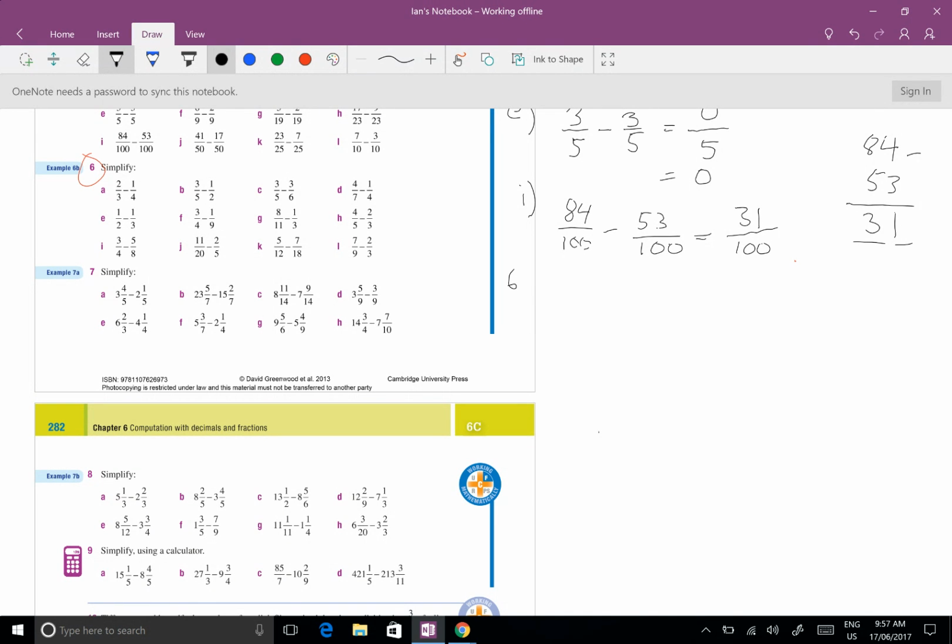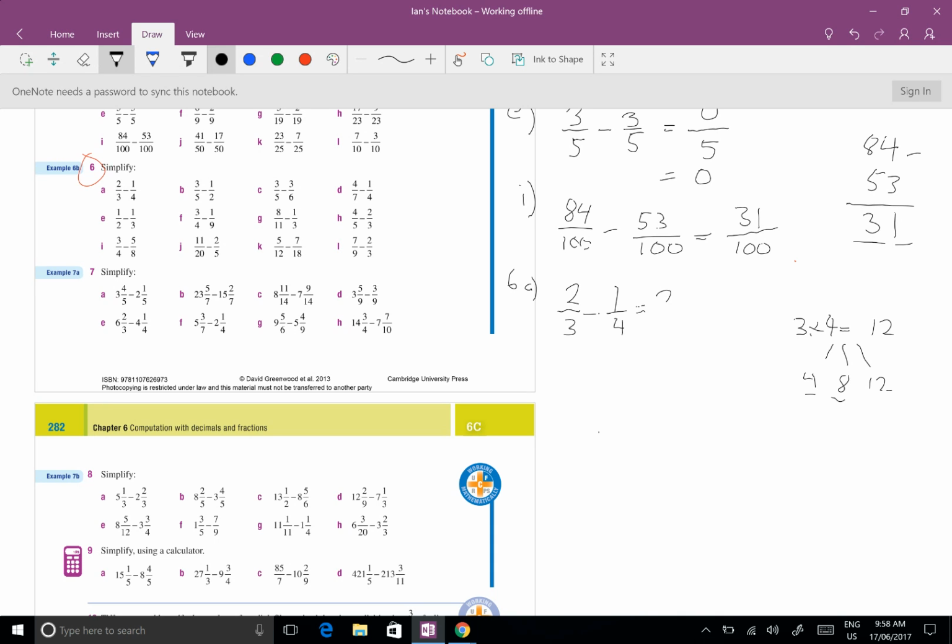Well, let's have a look at 6a. We've got 2/3 minus 1/4. I have to find the lowest common denominator. Well, we've looked at that before. The easiest way to find a common denominator is to go 3 by 4, and that's 12. Now, I don't think there's another number that 3 and 4 go into. I could just look at the multiples of 4, so 4, 8, and 12, and I know that 3 doesn't go into 4, 3 doesn't go into 8, so 12 is the lowest.